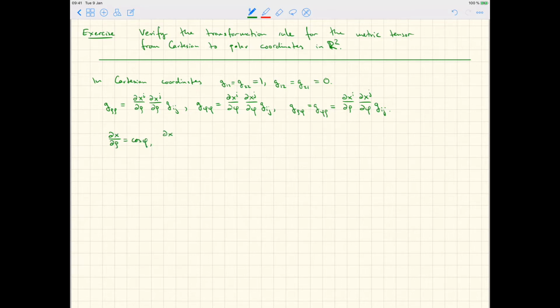Looking at the relevant partial derivatives, we have that dx d rho is equal to cosine phi, dx d phi is equal to minus rho sine phi, dy d rho is equal to sine phi, and dy d phi is equal to rho cosine phi.